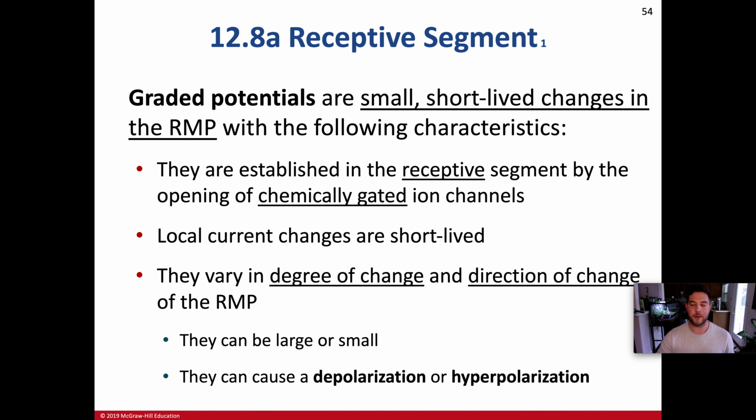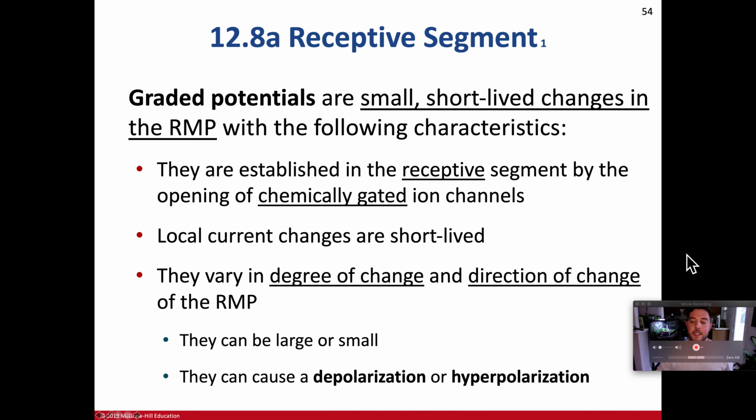So I've talked a lot, and we started in the muscle chapter talking about action potentials. This time we're talking about graded potentials. So graded potentials are small, short-lived changes in the resting membrane potential with a couple of key characteristics. So small and short-lived changes. They're meaning that it's not going to be a big change in the resting membrane potential. It's only going to be a small one. And it's not going to be lasting for even seconds. It will be milliseconds that it lasts.